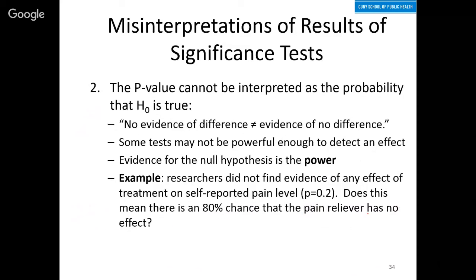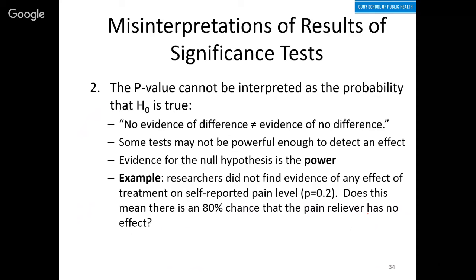The p-value is not interpretable as the probability that the null hypothesis is true. So you do your p-value, you get a value of 0.01. That does not mean that there's only a 1% chance that the null hypothesis is true. And similarly, a p-value of 0.99 does not mean that there's a 99% chance that the null hypothesis is true. It doesn't tell us anything about the probability that the null hypothesis is true. It tells us about the probability of observing our sample if the null hypothesis is true.